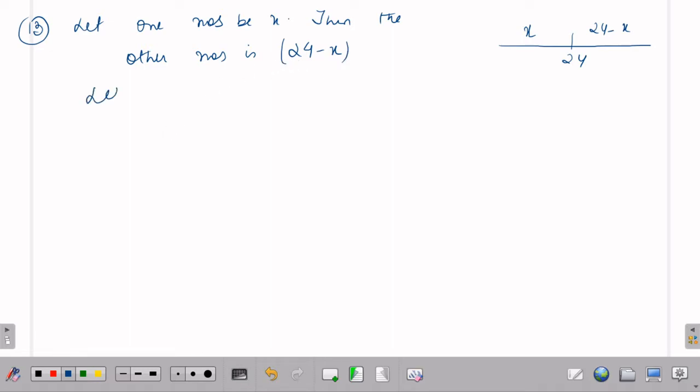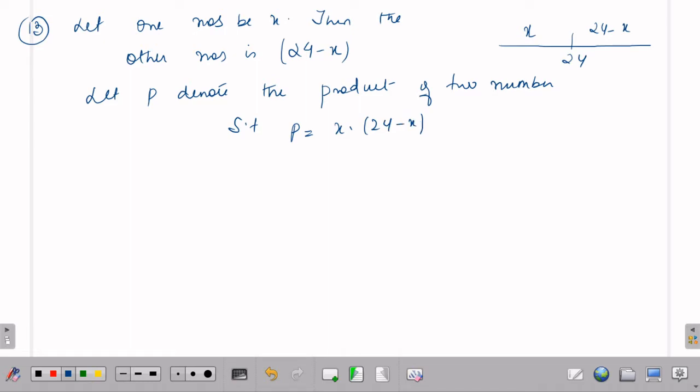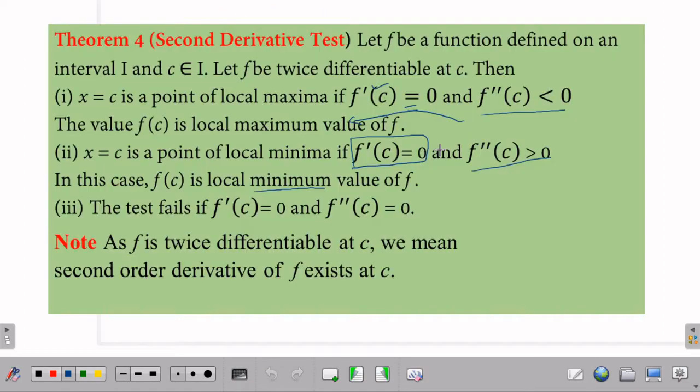I have to find the product, so let p denote the product of the two numbers, such that p would be x into 24 minus x, which will be 24x minus x squared. I have to differentiate first, so dp by dx would be 24 minus 2x. Now let me go back again to the formula.